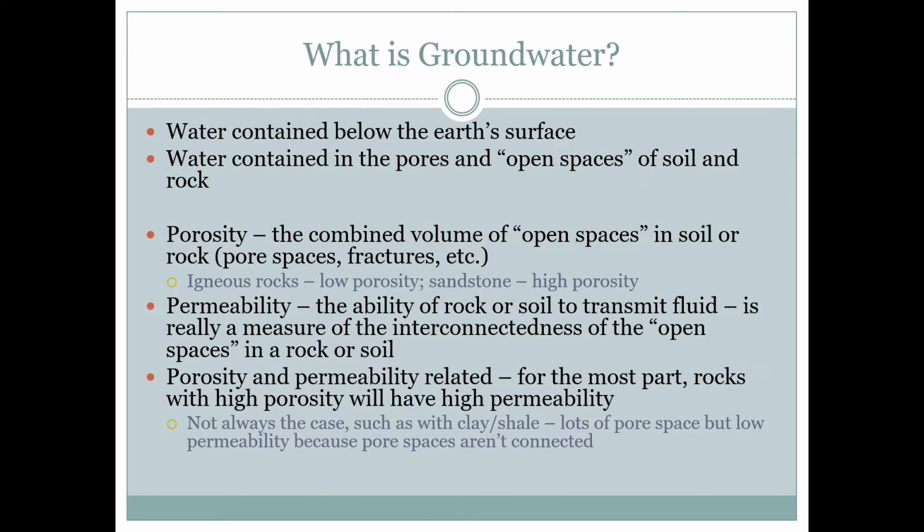So, for example, clays typically have a high porosity. They have a lot of space, but those pore spaces are not connected very well. So typically clays have a low permeability. So they are the exception to the rule, and they demonstrate how these two things are different.